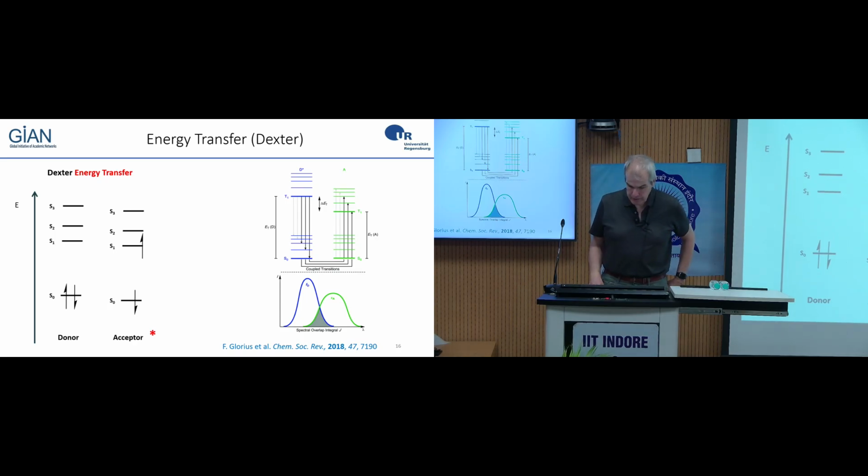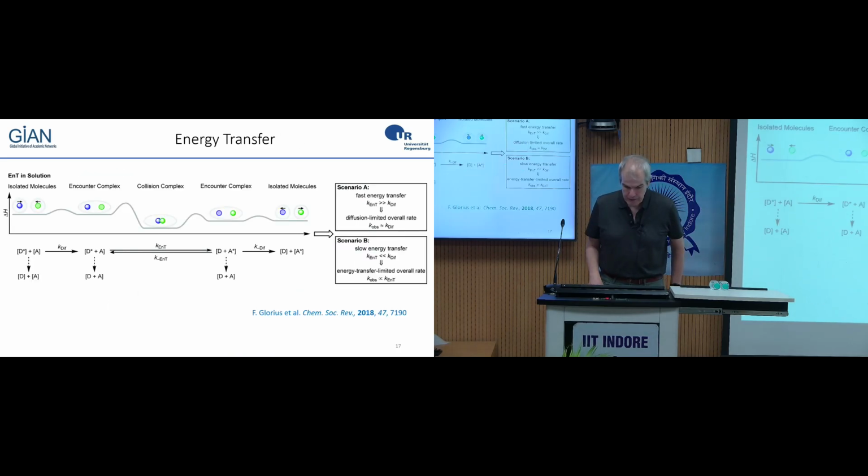And in order to do this, the compounds have to be close to each other. Like this is shown here in this review. This is a review on energy transfer from Professor Frank Glorius, which I can highly recommend, which really explains things and gives many, many examples in a great way. And so you see the really important thing is that these two molecules can come close so that they can exchange the spins which you need in order to go from your excited donor to an excited acceptor.